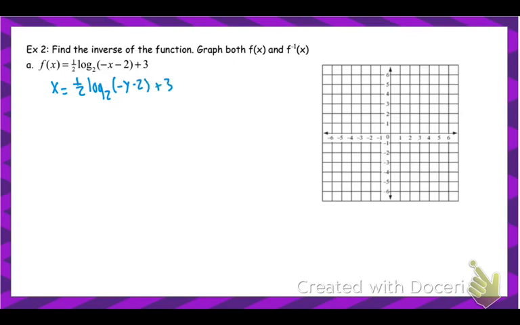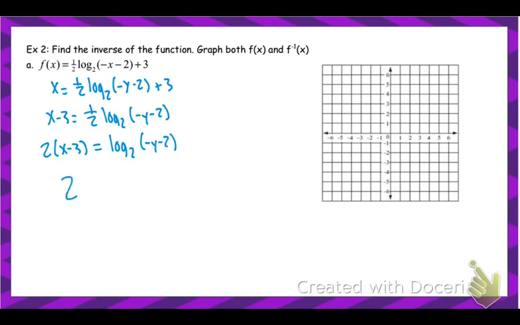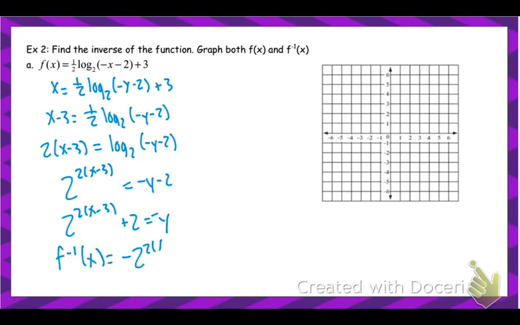All right, so to solve for my inverse, I need to get that log base 2 by itself. So then what I'm going to do is I'm going to subtract 3. I'm going to multiply by 2. I'm going to leave it factored out just because it'll make it easier to graph later on. I'm going to rewrite this in exponential form. So 2 to the 2x minus 3 power is equal to negative y minus 2. Then I can add 2. And divide everything by a negative to get my inverse. So that inverse is going to be negative 2 to the 2x minus 3 minus 2.